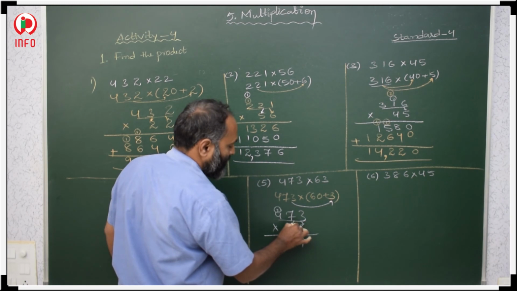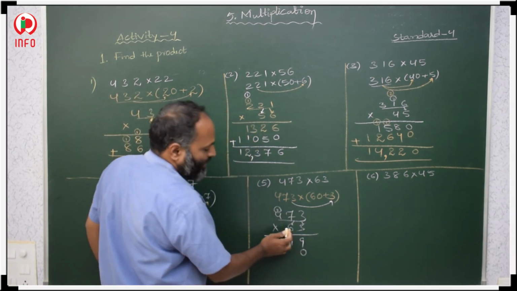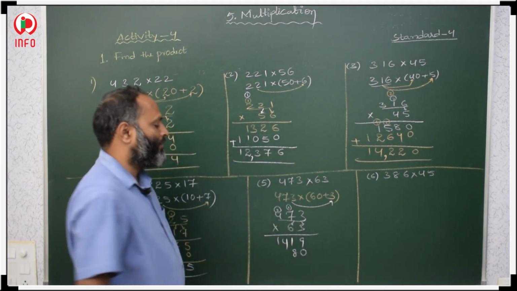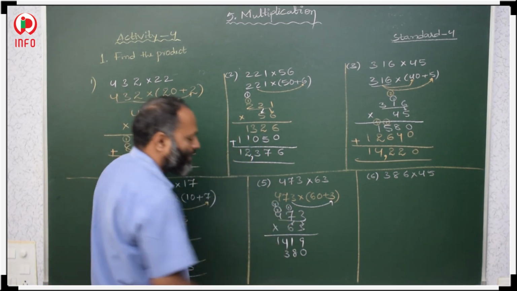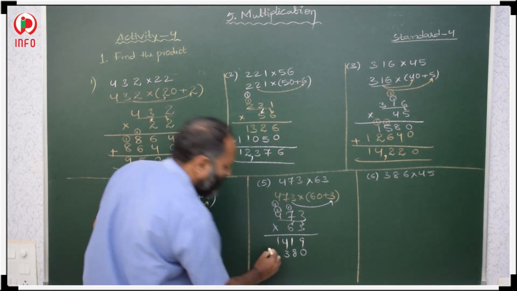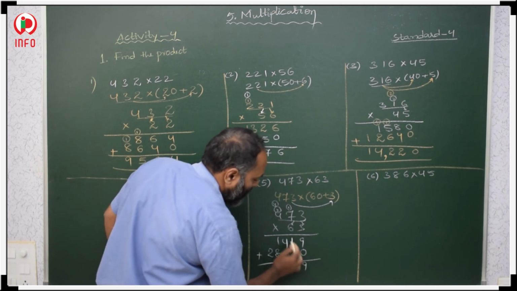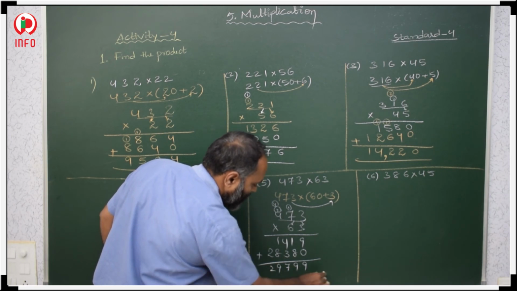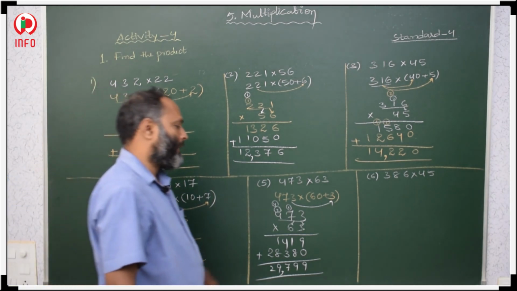Now this with 6. 6 means 1 zero is there. First you take 0 here and 6. 6 3s are 18 and 1. 6 7s are 42 and 1, 43. 6 4s are 24, 28. Then add 9, 8 plus 1, 9, 4 plus 3, 7, 8 plus 1, 9. 29,799.